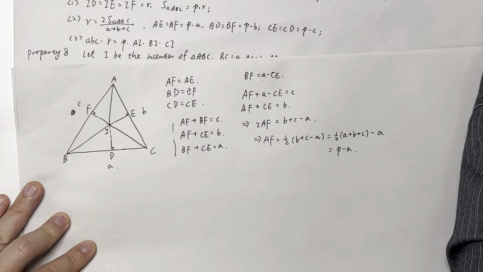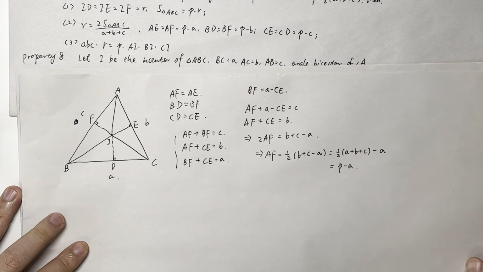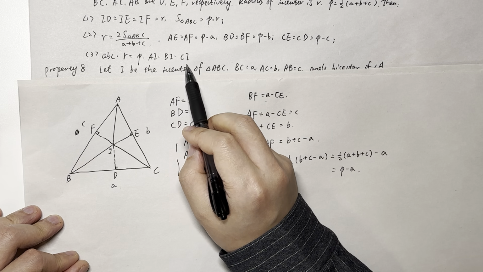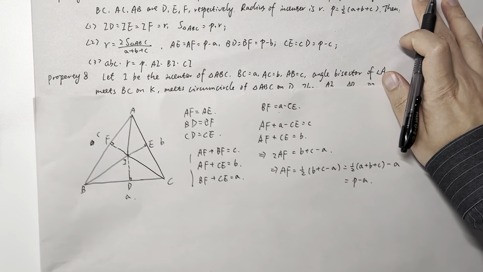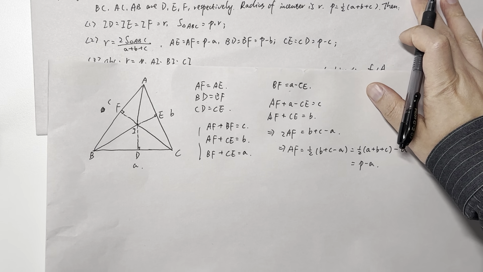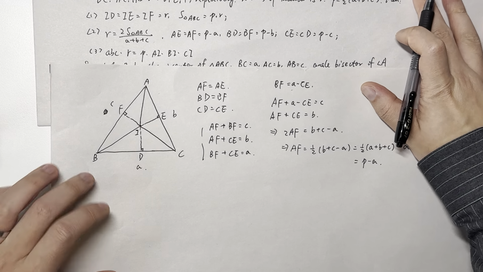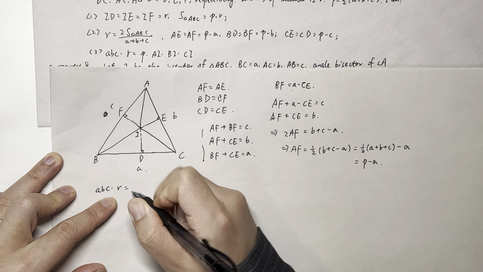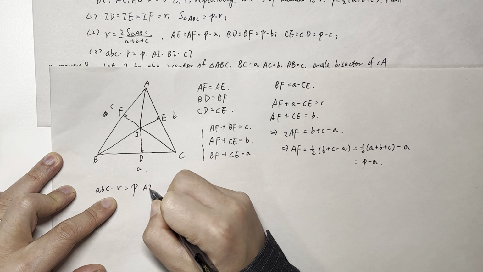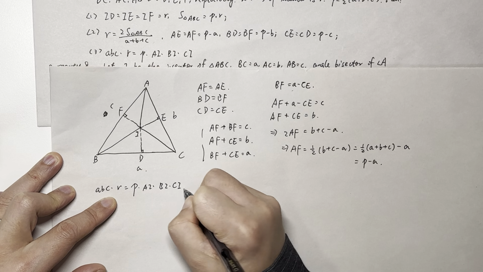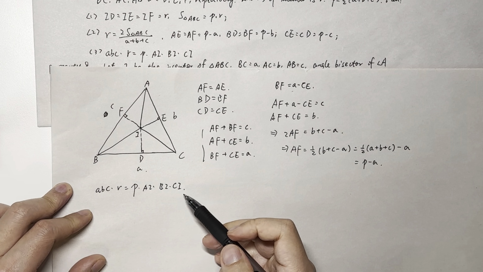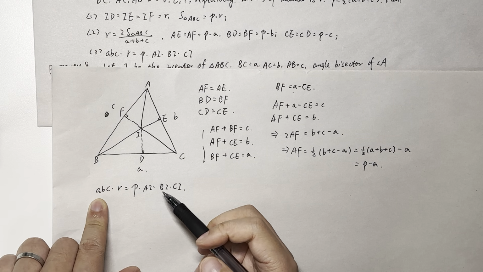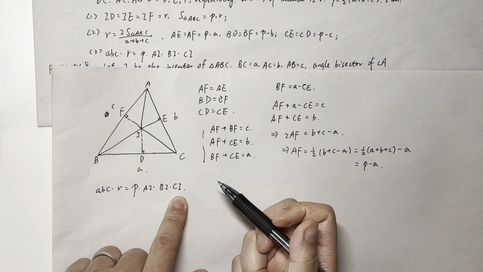And let's see the third one. abc times r equals p times AI times BI times CI. Right, we want to prove that abc times r equals p times AI times BI times CI. The first thing we need to notice is that we're looking for the relationship between abc and AI, BI, CI, right?